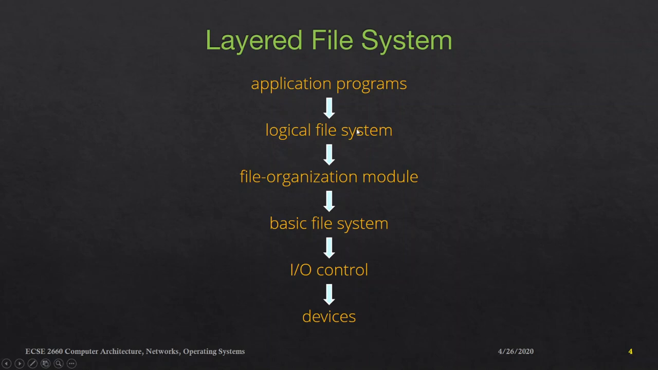This level manages the directory structure and the mapping of the file names to file control blocks or FCBs. So FCBs are one FCB per file. These contain all of the metadata as well as the block number of information for finding the data on the disk. So essentially it contains pointers to where the data is located on the disk.